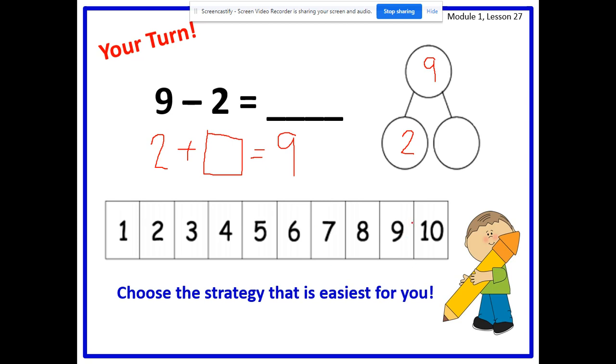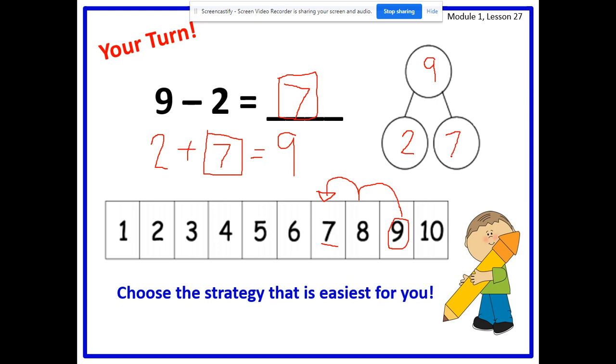Ready? Go ahead and circle 9 on your number path and count back with me. How many times are we going to count back? Look at your part. Get ready. 2. So let's count back. Get ready. 1, 2. Only 2. What is our stopping number? Get ready. Yes, 7. So 7 is our unknown part. Go ahead and write 7 and box it or circle 7.